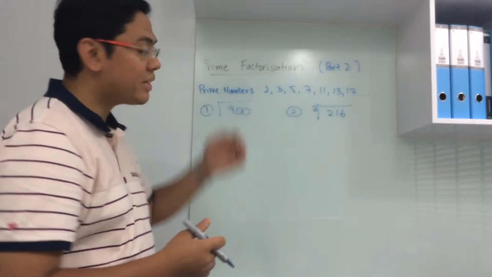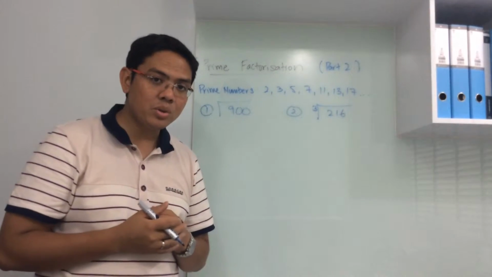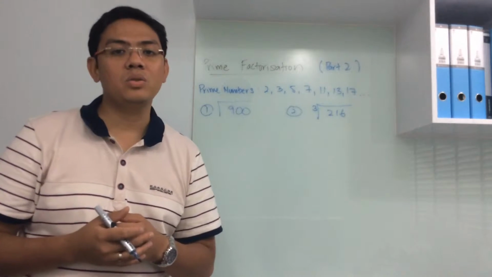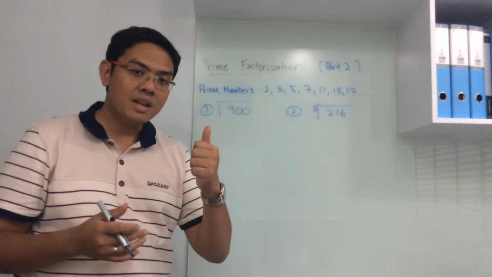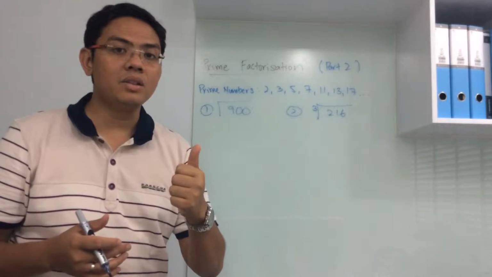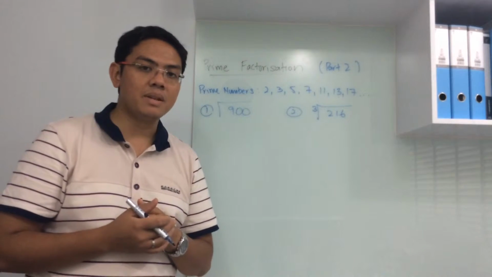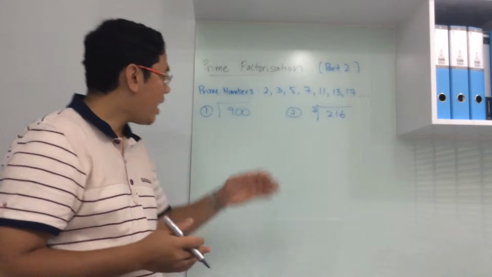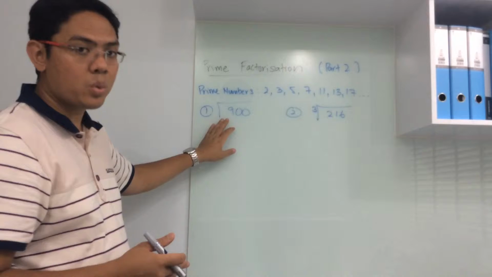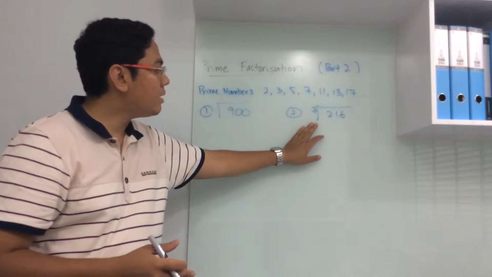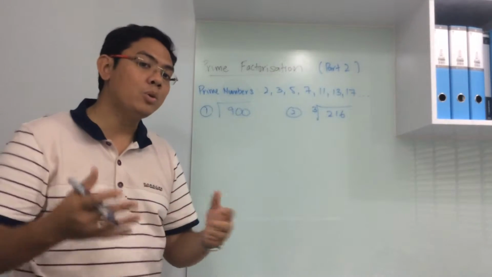In part 1 on prime factorization, I've already shown you the two methods to solve a number by using prime factorization: firstly, the step ladder method, or the tree system method. In this video, I'll give you two examples. One example involves square root and the second example involves cube root. So how do we solve?